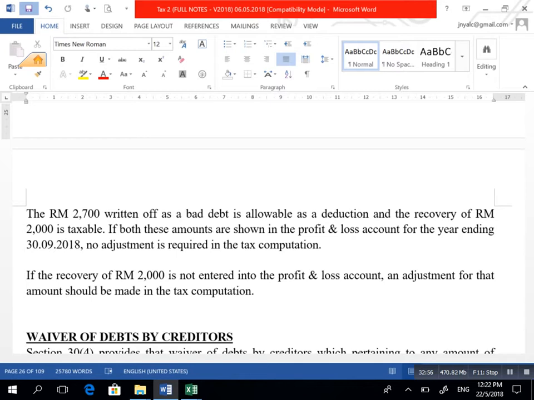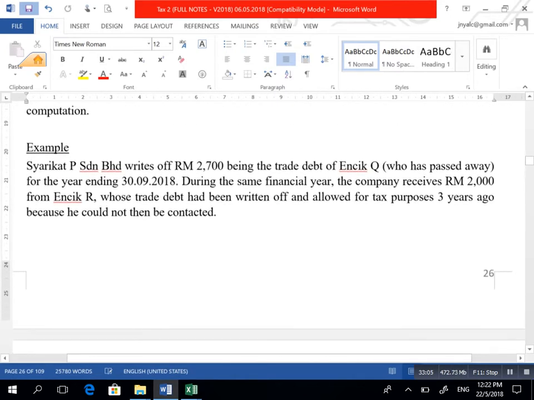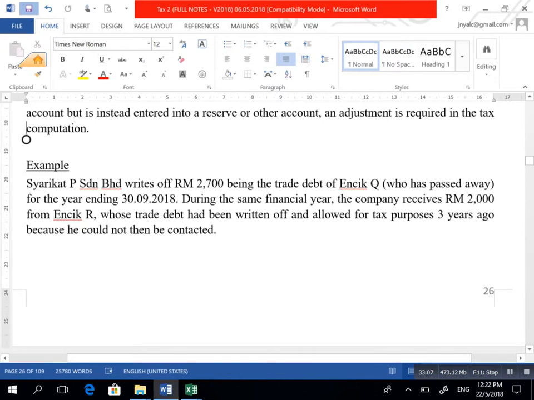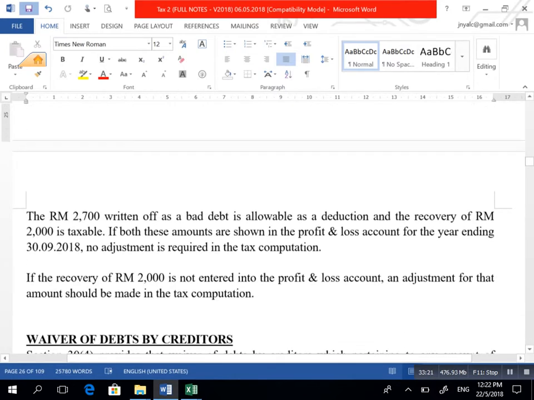If you refer back to the example given just now, can you see they mention the keyword? Being the trade debts, alright? Any debts related to trade are deductible. Related to non-trade, not deductible, alright? That's why the solution says it is allowable as a deduction. Okay, 2,700 is allowable. And another 2,000 is actually recovered from the NJR. Is it a trade debt or non-trade debt?